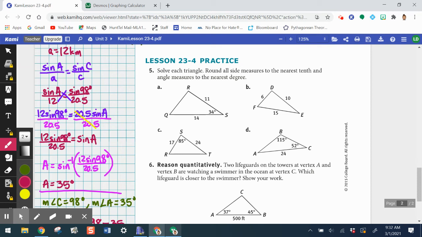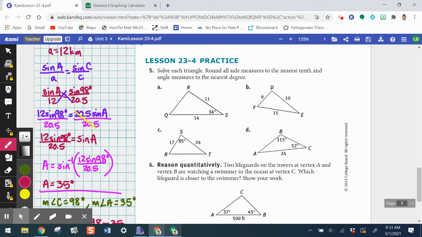So the first thing we need to do is get sine of A by itself. If this is 20.5 times the sine of A, I'm going to divide both sides by 20.5. That will cancel 20.5 on the right, although what's really happening is 20.5 divides by itself and it becomes 1, and 1 times anything is itself. I always hate to use the term cancel, even though at this point most of us know what we mean here. So we're left with, on the right side, the sine of A equal to 12 times the sine of 98 degrees over 20.5.